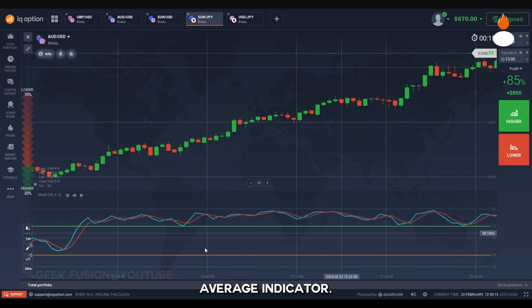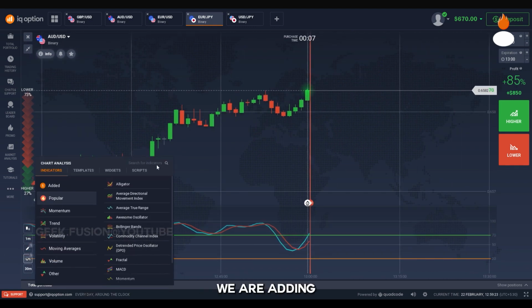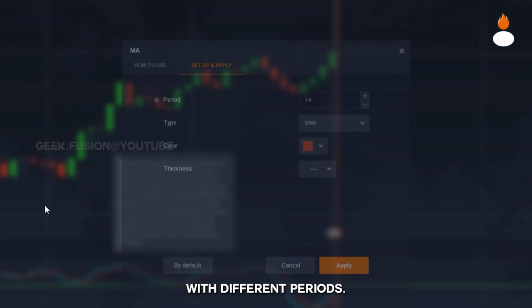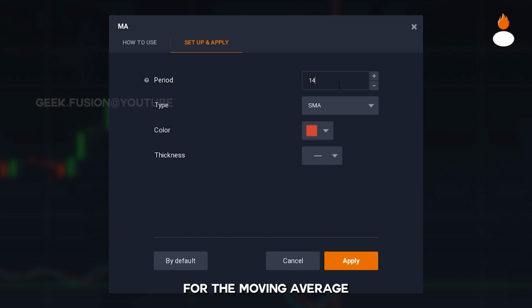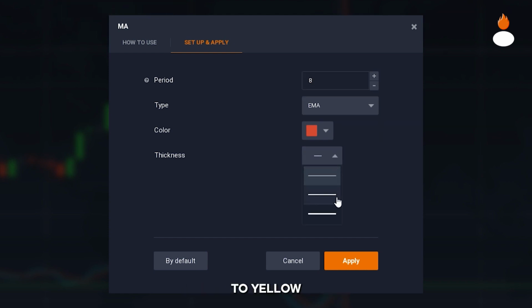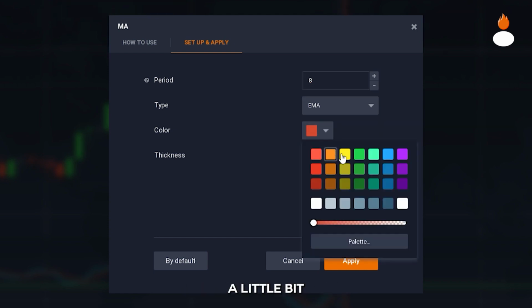Next, we'll add the moving average indicator. Actually, we are adding the moving average indicator twice in this strategy with different periods. For the first one, I search for the moving average and change the period to 8 and change the type to EMA. Also, I am changing the color to yellow and increase the thickness a little bit.